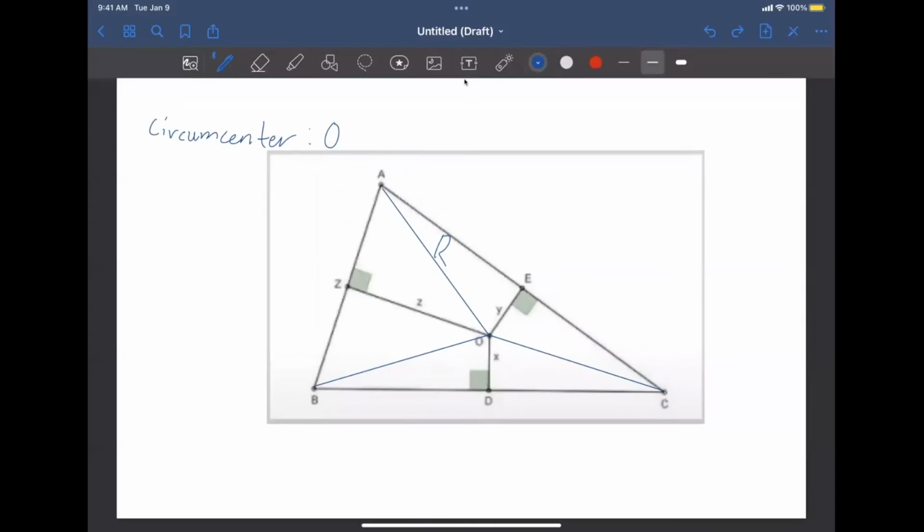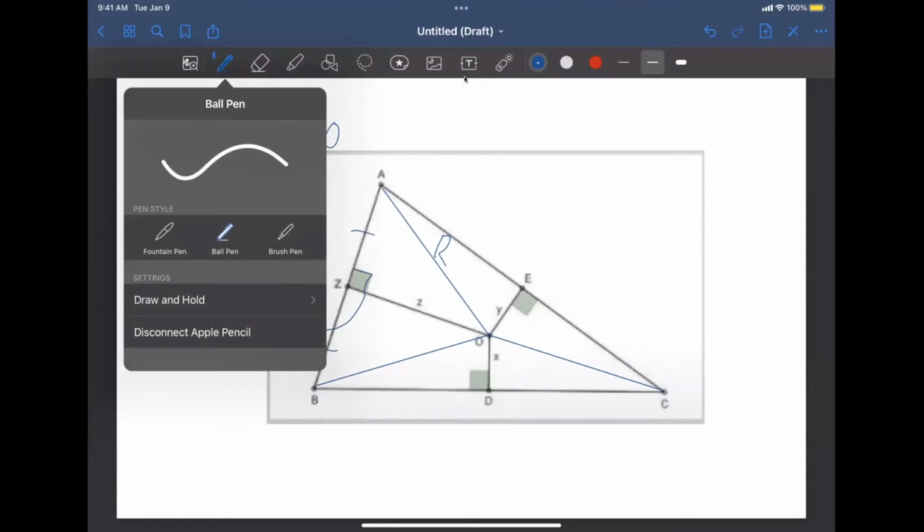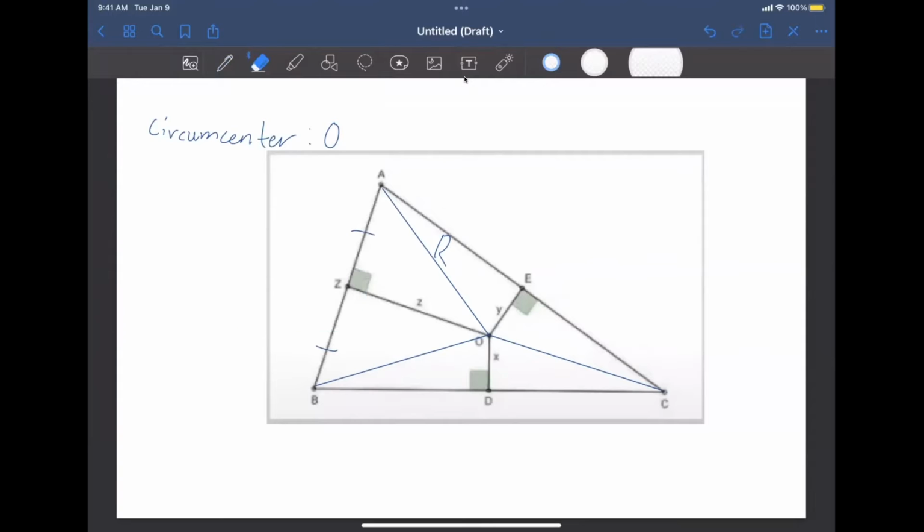We're going to start from here. This is a triangle with its perpendicular bisectors. They form 90 degrees, a perpendicular angle with the sides of the triangle, but also bisect them into two equal parts, two equal segments, what I mean.